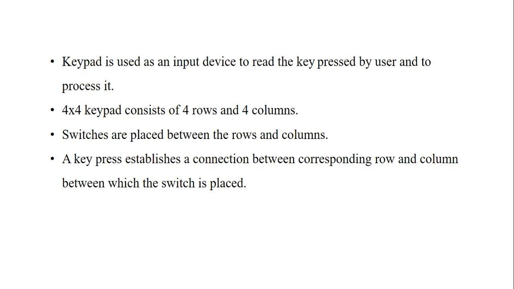So there is a 4x4 keypad consisting of 4 rows and 4 columns. The switches are placed between the rows and columns. The key press establishes a connection between the corresponding row and column between which the switch is placed. Mostly rows and columns are assigned on different ports, or the 4 rows on 4 bits of one port and 4 columns on the other 4 bits of the same port.